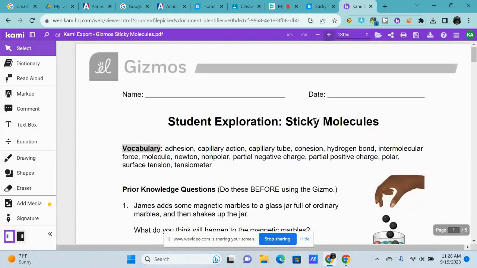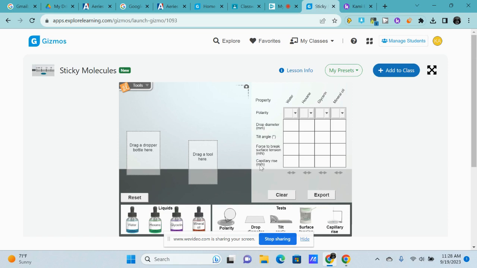All right, real quick, I'm going to get you started on this Gizmo Sticky Molecules. Now we're just going to do our best on this. So if you get stuck, skip a section, go to the next one. We're going to try to get as much done as we can. The best way to do it: one partner has the Gizmos document open, and the other has the actual virtual lab. One person does the virtual lab, the other person does the typing.